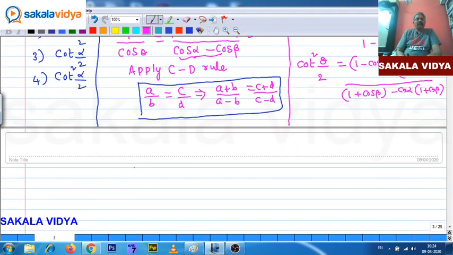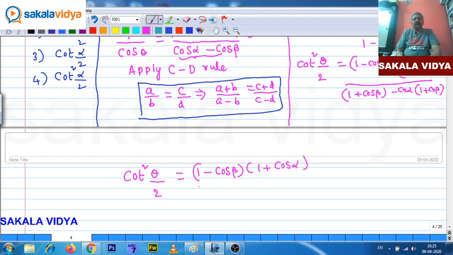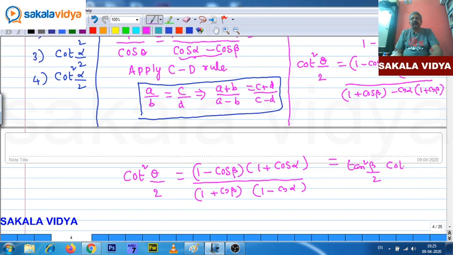So now see, cot square theta by 2 equals 1 minus cos beta common, we have 1 plus cos alpha. This is the numerator, whereas the denominator can be written with 1 plus cos beta taken common, and we have 1 minus cos alpha. Again, 1 minus cos beta by 1 plus cos beta can be written as tan square beta by 2, and 1 plus cos alpha by 1 minus cos alpha is cot square alpha by 2.